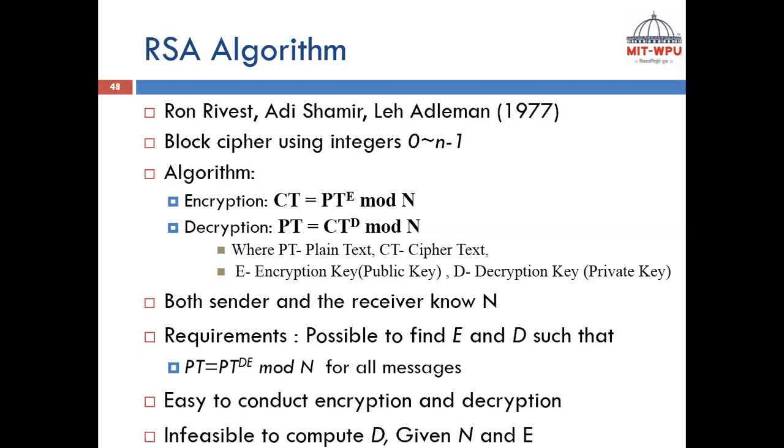Now the algorithm is very simple. It encrypts to the cipher text CT, which is the plain text raised to the power E, that is the public key, mod n. Decryption: the plain text is equal to the cipher text raised to the power d mod n, where PT is the plain text and CT is the cipher text. E is the encryption key and D is the decryption key. Both sender and receiver know n. It is possible to find E and D such that we can get the plain text using the plain text raised to the power de mod n for all messages. It is easy to conduct encryption and decryption, but it should be infeasible to compute D given n and E.